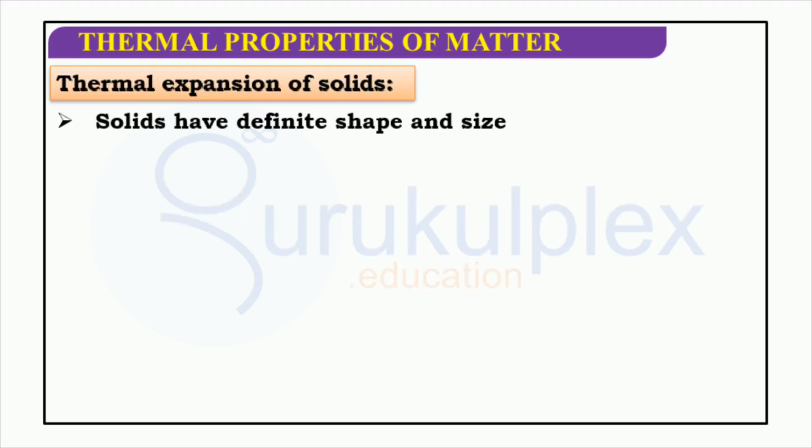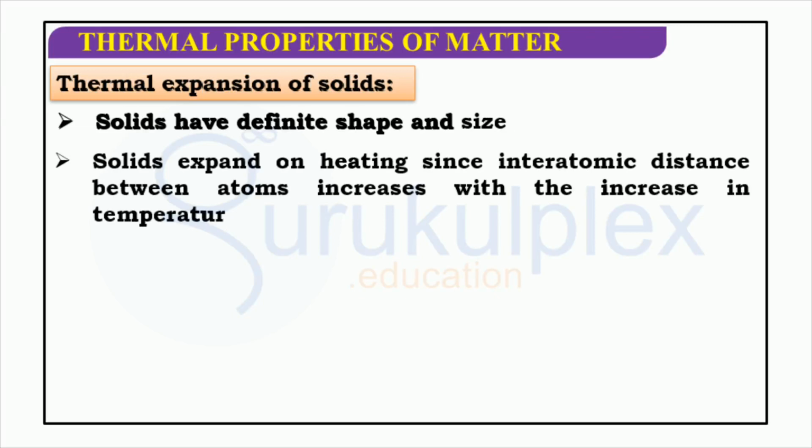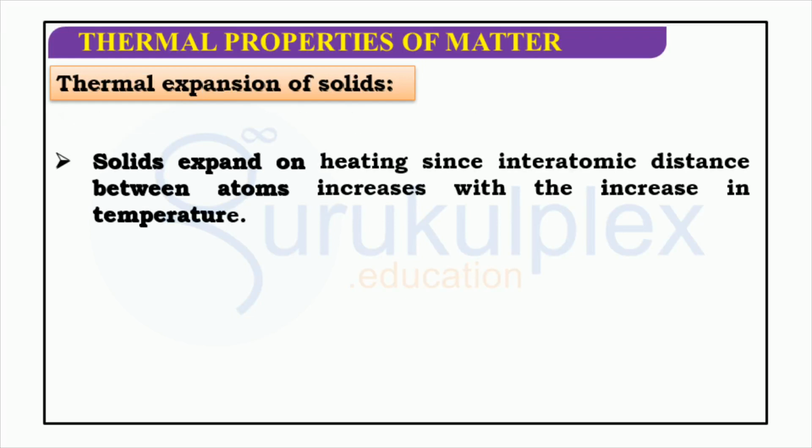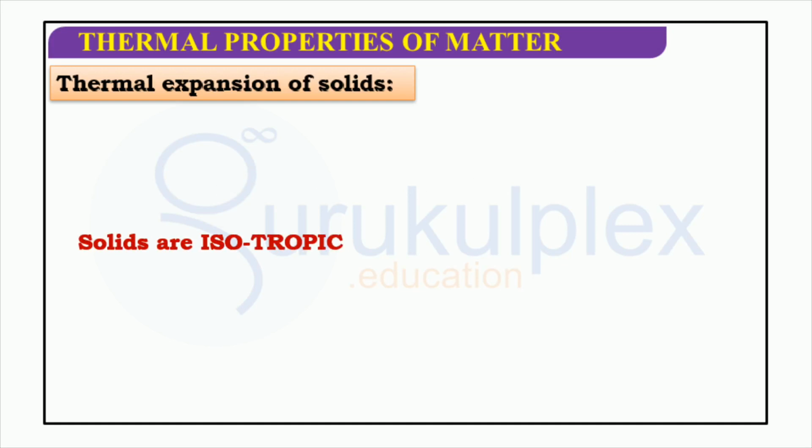Solids expand when heated due to the increase in interatomic distance between the atoms. Isotropic solids expand uniformly in all directions, allowing them to retain their shape and size when exposed to temperature changes, making them useful in many applications.